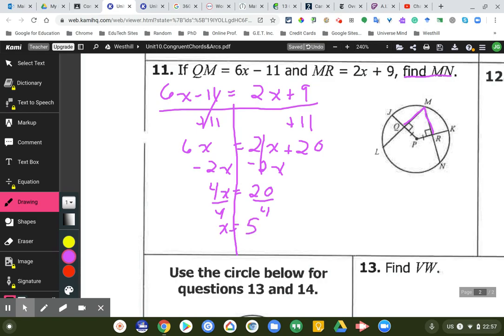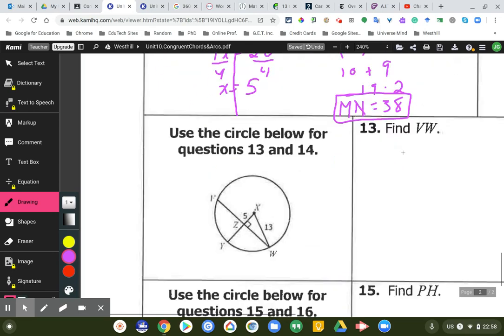Okay, now, like I said before, we have to find this. This is MR, right? But we need to find MN. So we have, this is MR, which is 2 times our x now, which is 5, plus 9. So we can do 2 times 5, which is 10, plus 9, which is 19, but we need to do this times 2 because we want the whole length. So MN is actually going to equal 19 times 2, which is 38. Okay, that's that. Cool.